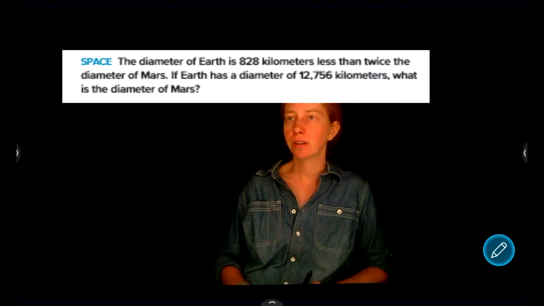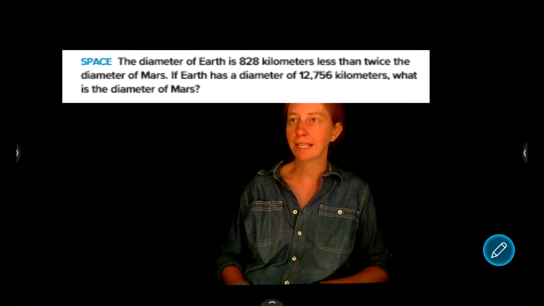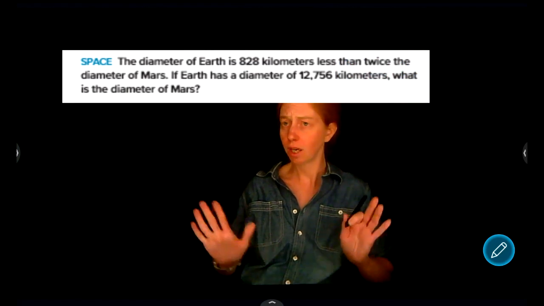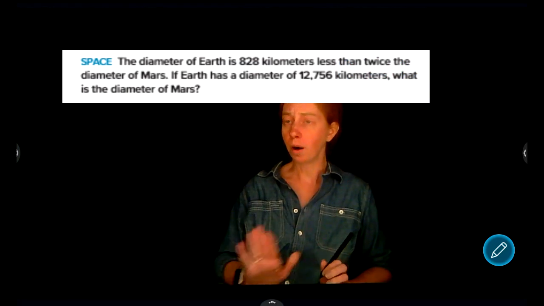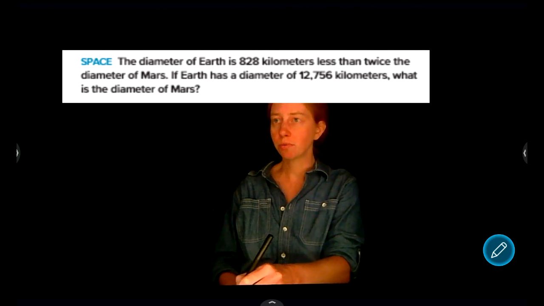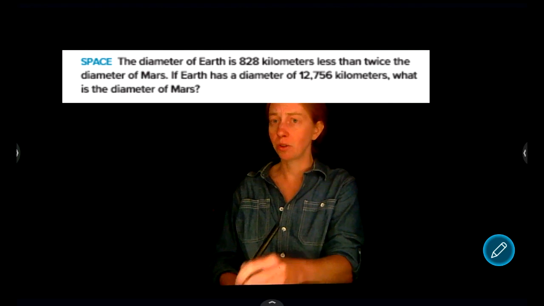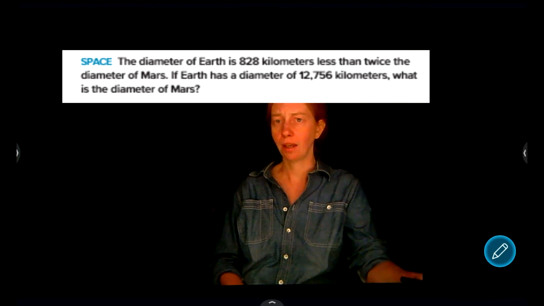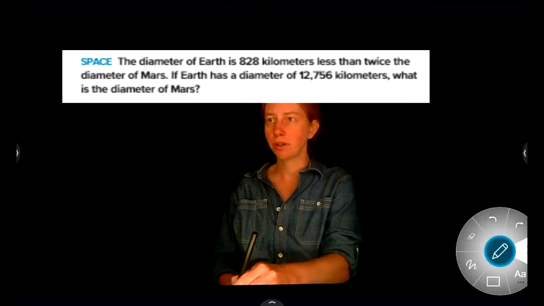The diameter of Earth is 828 kilometers less than twice the diameter of Mars. If Earth has a diameter of 12,756 kilometers, what is the diameter of Mars? Now, a couple things here. What we're talking about is planets. And so the letters we're going to use to represent this are going to be really easy. We're going to use E for Earth.